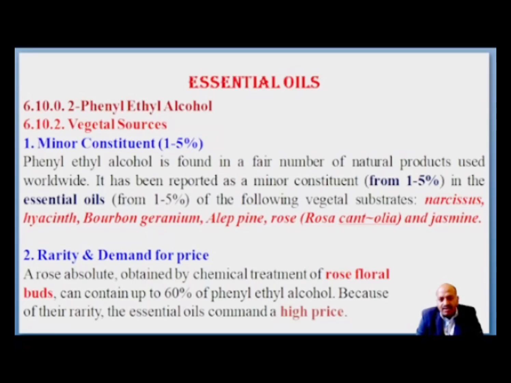Vegetable sources. 2-phenyl ethyl alcohol can also be produced from vegetable sources, where it is a minor constituent at 1 to 5% only. Phenyl ethyl alcohol is found in a fair number of natural products used worldwide. It has been reported as a minor constituent, from 1 to 5% only, in the essential oils of vegetable substrates such as narcissus, hyacinth, bourbon geranium, alpine, rose, rosa centifolia, and jasmine.